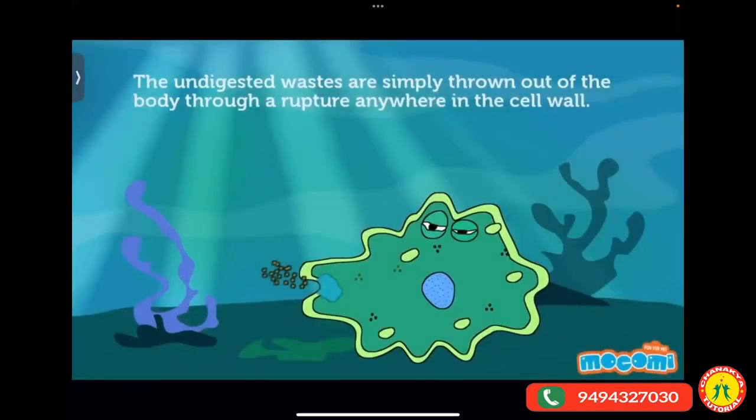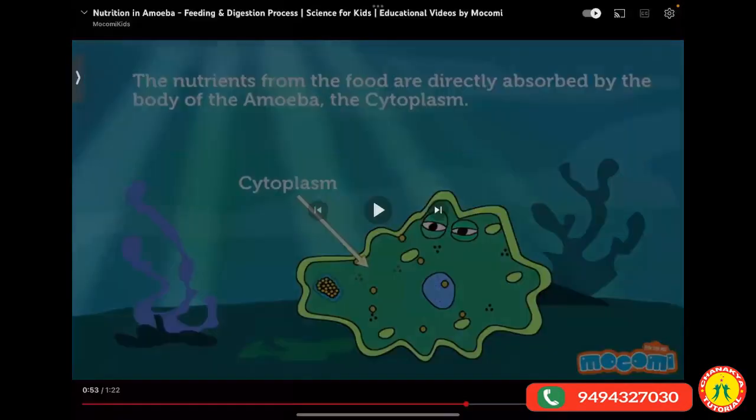Now you can see enough nutrients are taken out, so they have to throw all the waste outside the body. The undigested waste is simply thrown out of the body through a rupture anywhere in the cell wall. It will just push the waste outside.